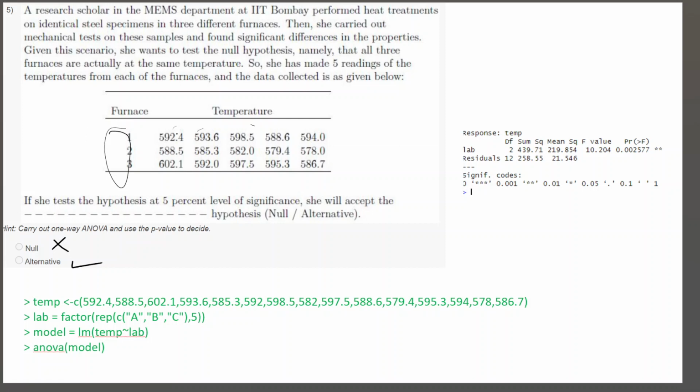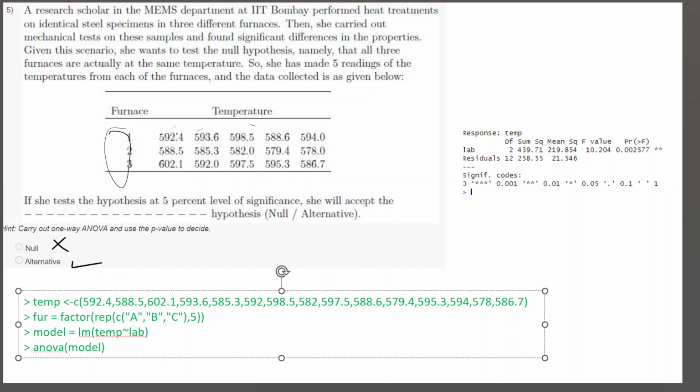Similar to the last problem, we are assigning the values of the array to a variable called temp. So temp has all the temperature values, and we are giving it as an array. Then we are categorizing them in terms of the furnace. Just use the previous program. Furnace is equal to a factor of repetitive values, and now we will give 5 terms. So 592 to 594 it will be assigning.